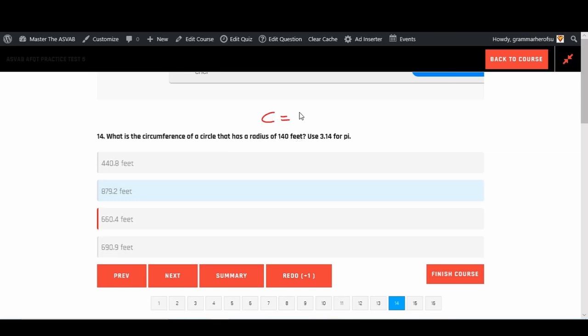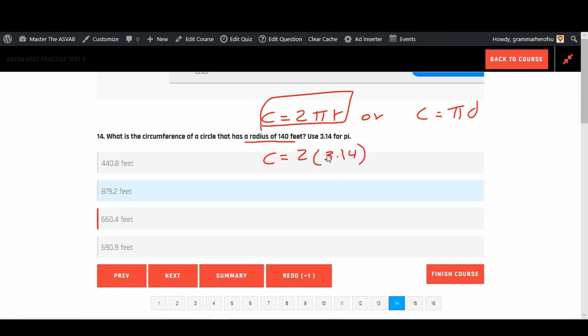Circumference equals 2 times pi times the radius, or circumference equals pi times the diameter. In this case, we're given a radius of 140, so we're actually going to use this formula. Let's go ahead and plug things in accordingly. Circumference equals 2. They tell us to use 3.14 for pi. Again, for the ASVAB, you're not allowed to use a calculator, so always use 3.14 for pi.